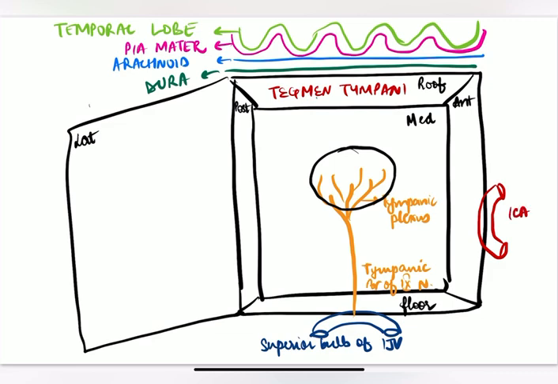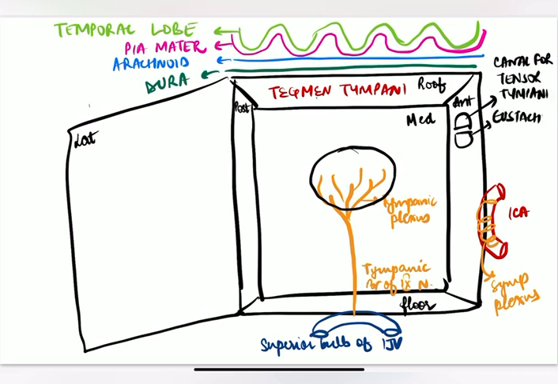Coming to the anterior wall, A for anterior, A for artery. Which artery? Internal carotid artery. And all the arteries of the head and neck have a sympathetic plexus around them. So internal carotid artery. Two canals are also present in the anterior wall. One is for the tensor tympani and one is for the eustachian tube. And between the two, we have a hooked process known as the processus cochleariformis.